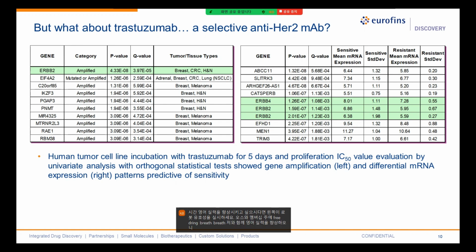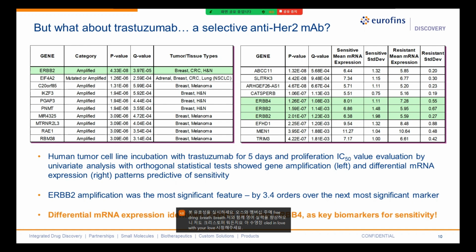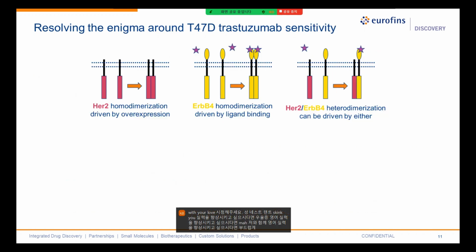So the question is then, why is this? Why do we see sensitivity for cell lines that overexpress ERB4 when trastuzumab is a very selective HER2 antibody? So this potentially has identified a biomarker for sensitivity here that would suggest that anti-HER2 antibodies such as trastuzumab may have activity in human tumor cell lines that overexpress ERB4. The key question then is, why is this happening?